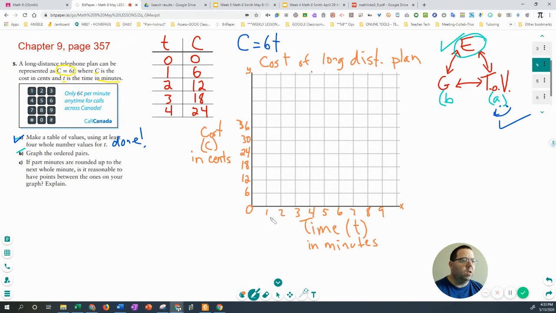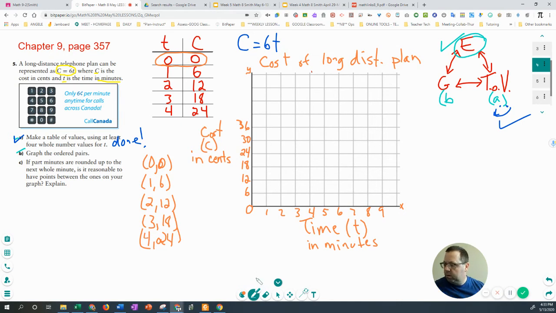36. Okay. So what are our ordered pairs? Well, our ordered pairs are just, they're bosom buddies. They're best friends. So 0, 0 is an ordered pair, right? 1, that's a 0. 1, 6, right? 2, 12, okay? And so on. 3, 18, and 4, 24, okay? Now, by the way, it says at least 4 numbers. I used 5, so no big whoop.